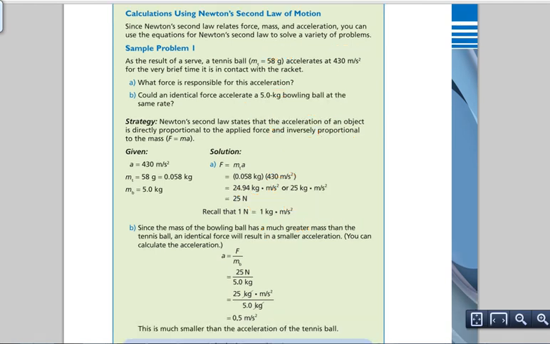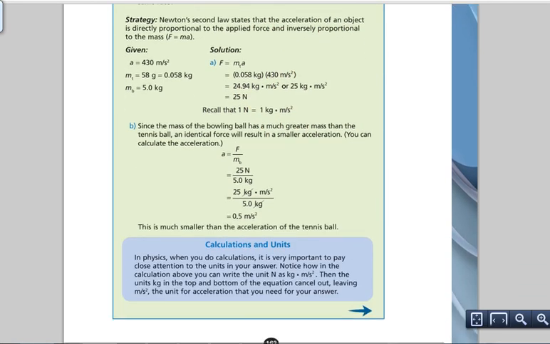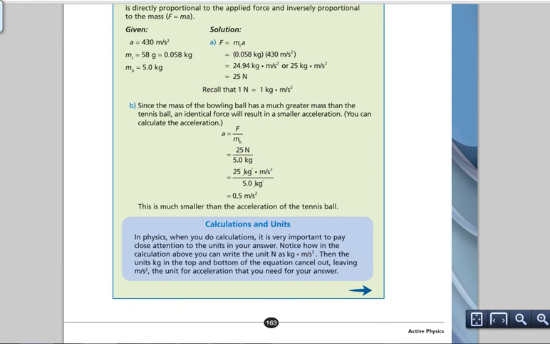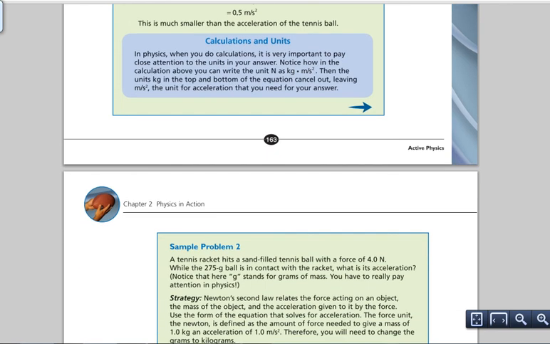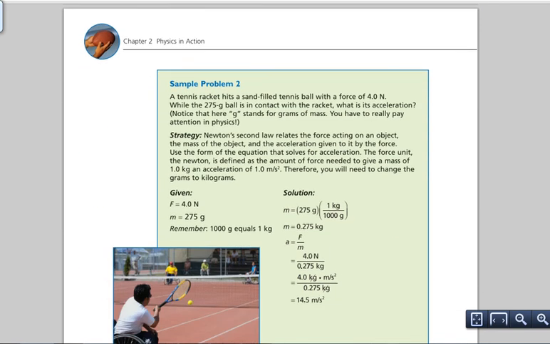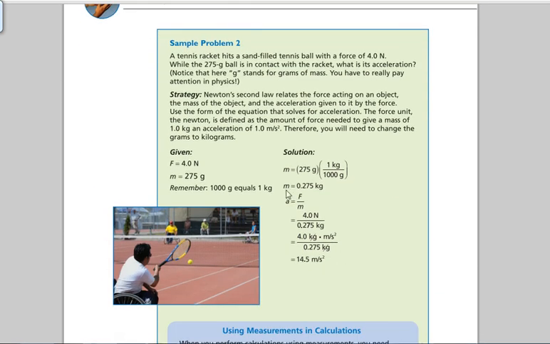Alright, let's keep going down a little bit. Alright, so we know how to calculate now. Alright, they give us another problem here. Let's just kind of go over it again, just so you guys can have a little bit of practice.